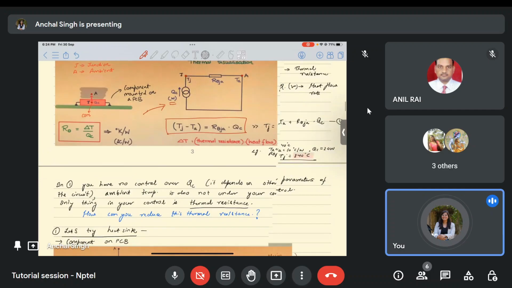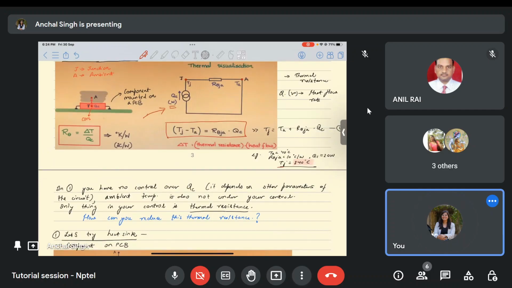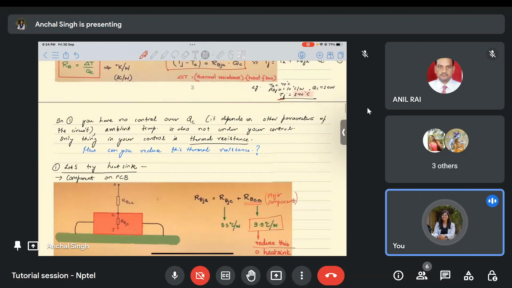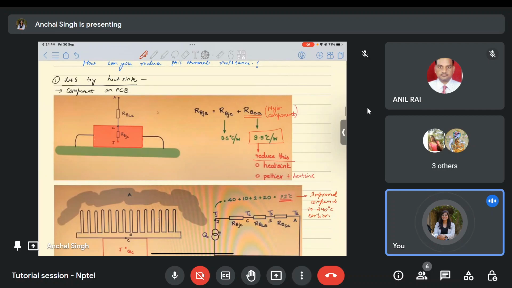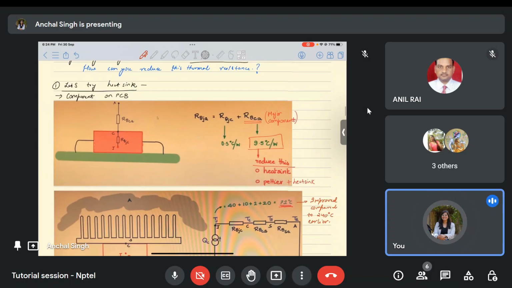So how can we reduce the junction temperature? In order to reduce the junction temperature, we can try controlling R theta JA, that is the thermal resistance of our system. Now, how can we control R theta JA? In order to control the thermal resistance, let us first see the component breakdown of this thermal resistance.